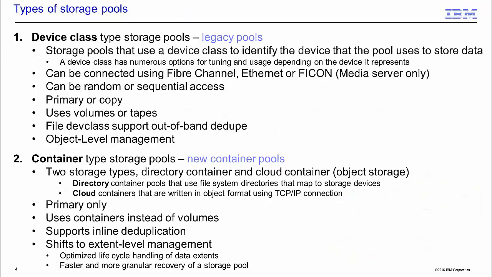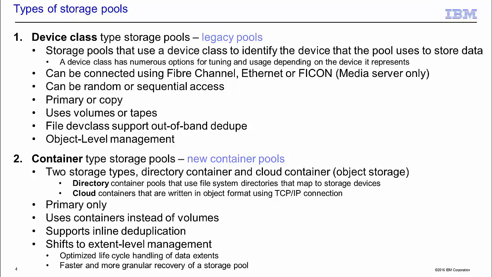When we compare our legacy storage pools to our new container storage pools, here are some of the differences that you'll see. With our legacy pools, storage pools use a device class to identify the device that the pool uses to store data. The device class has numerous options for tuning and usage depending on the device it represents, and it could be connected using things like fiber channel, Ethernet, or FICON. Those legacy pools could either be random or sequential access. They could have been primary pools for primary backups or copies of those backups. They perhaps were using volumes or tapes or a VTL type of structure.